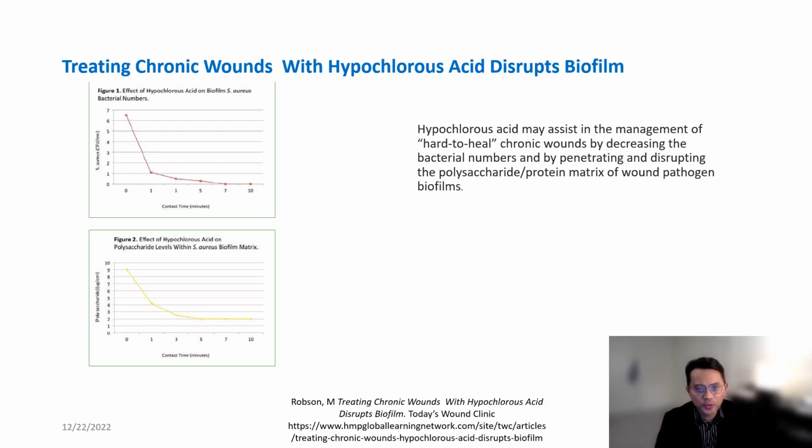Okay, so one of my favorite journals in wound care is Today's Wound Clinic, and this was published. This is a work of Robson, and I like these two graphs here showing how hypochlorous acid could dramatically and abruptly decrease both the number of bacteria and also disrupt the polysaccharide component that is found in biofilm.